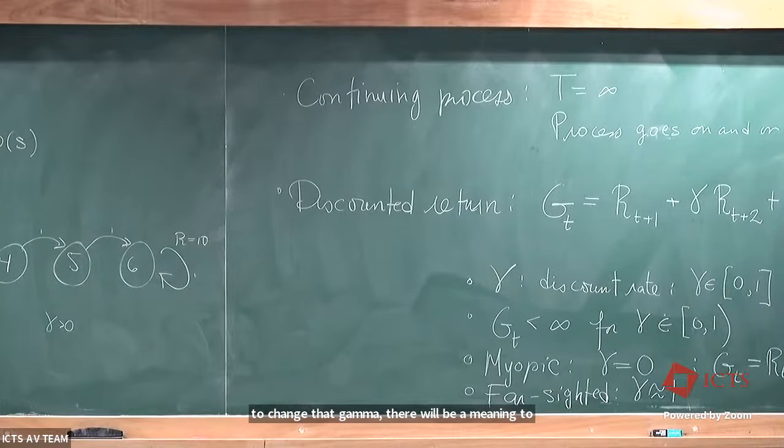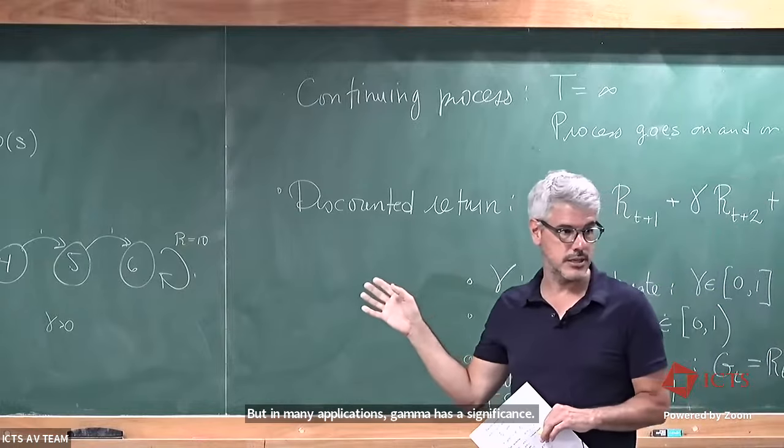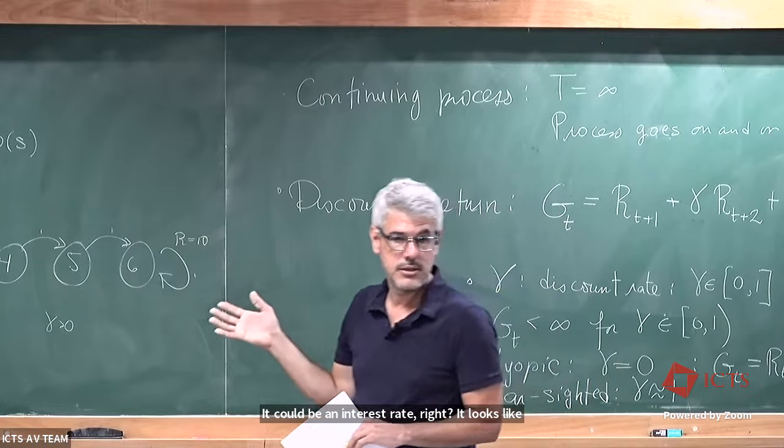Here for the theory for now, I'm not actually mentioning any of this. In fact, I just said that for us, gamma is a parameter. We'll see that for us, gamma will be a parameter for the learning task on its own. But in many applications, gamma has a significance. It could be an interest rate, right? It looks like an interest rate.